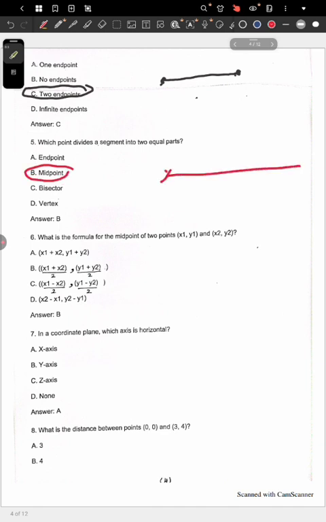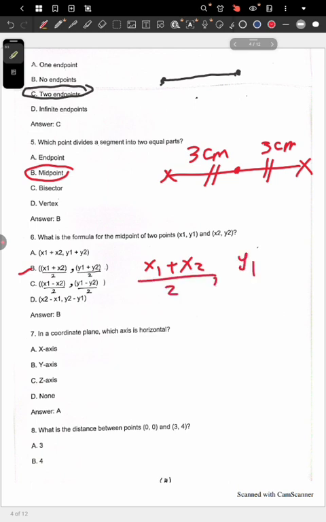Midpoint means this part equals this part. If this is 3 cm, then that is 3 cm; they are congruent. Number 6: the rule is that the midpoint is the plus, not minus; remember that. x1 plus x2 over 2 and y1 plus y2 over 2 to find the midpoint.